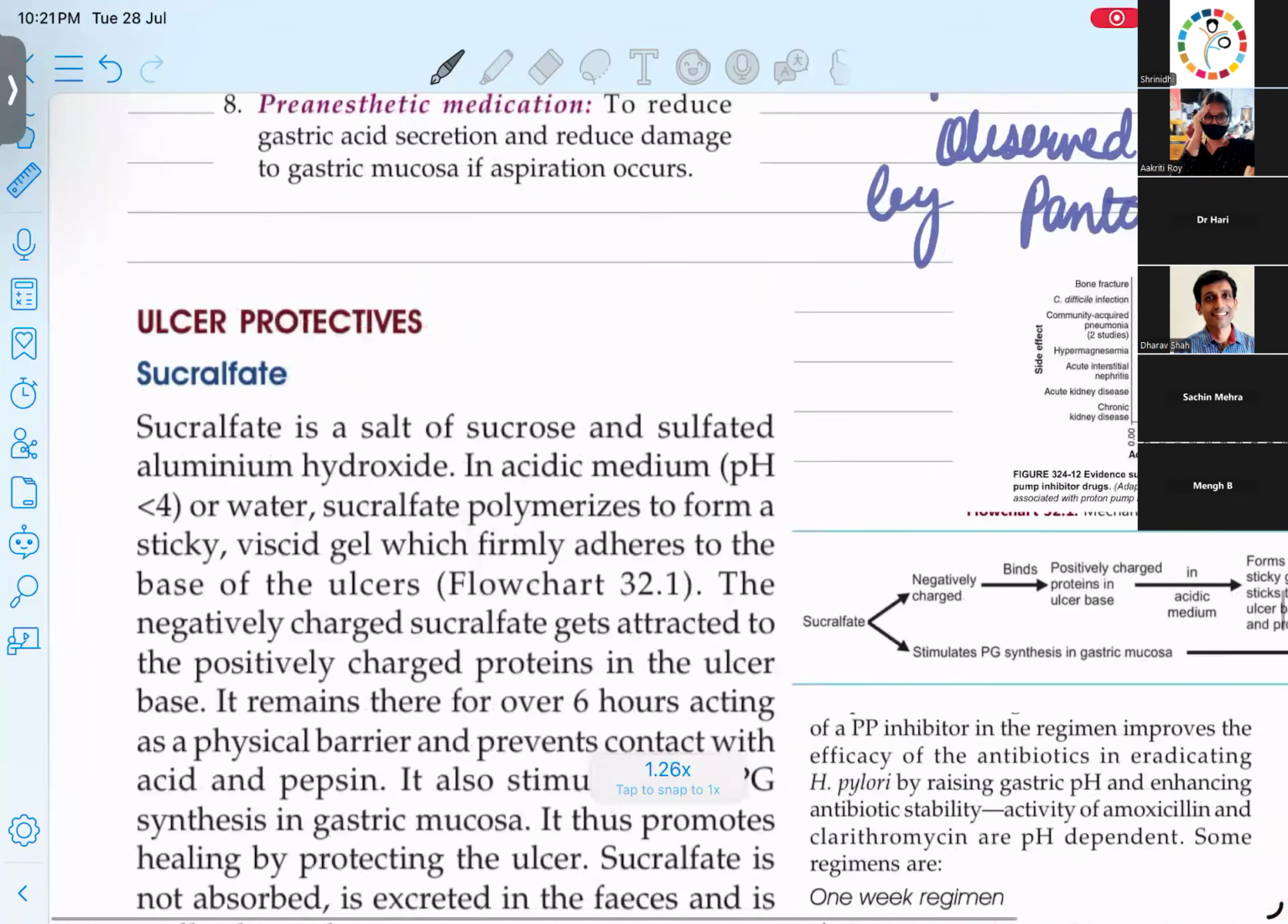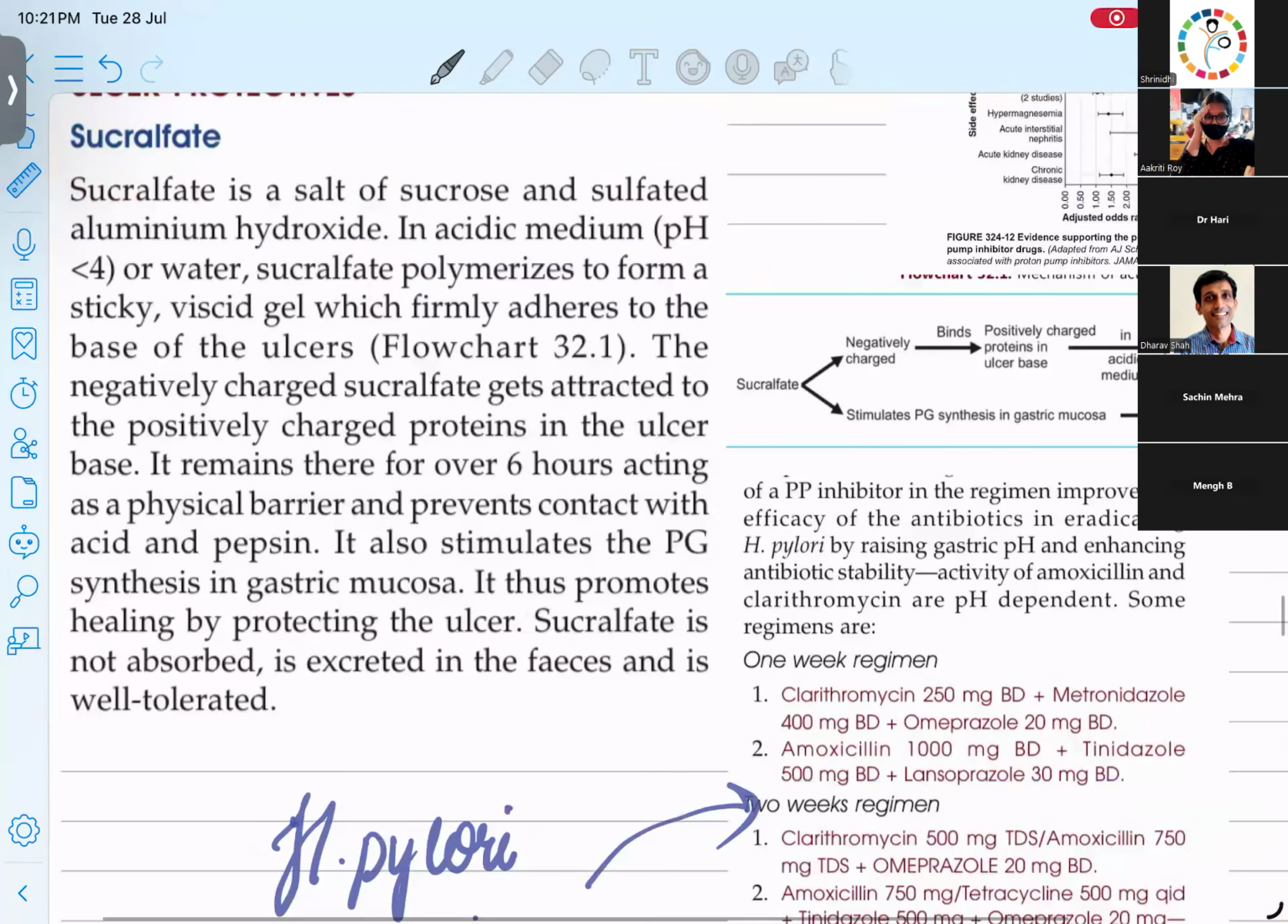Now we also have ulcer protective drugs such as sucralfate. It is a salt of sucrose and sulfated aluminum hydroxide. Now, these are not replacing PPIs.